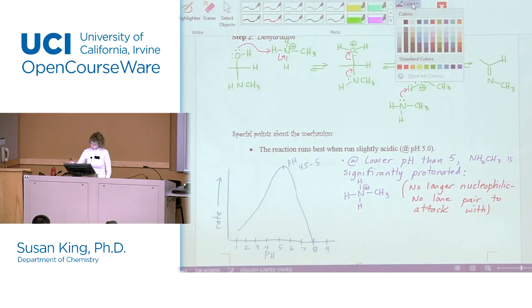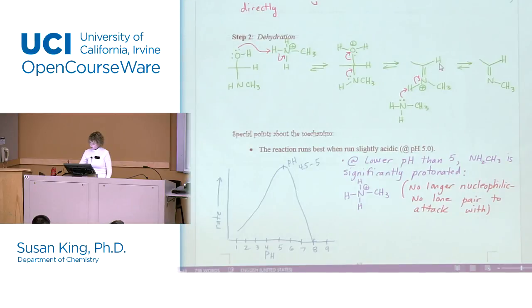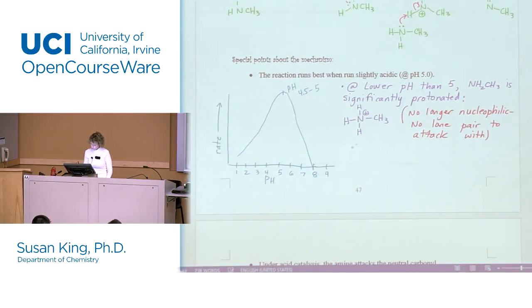And then our second thing is at high pHs, at higher pH than 5, the leaving group is not protonated. It drops pretty rapidly here. And the hydroxide is not going to leave. The hydroxide can leave to form a carbonyl. We'll see that in chapter 21, but in chapter 22, the hydroxide is not going to leave to form an imine.